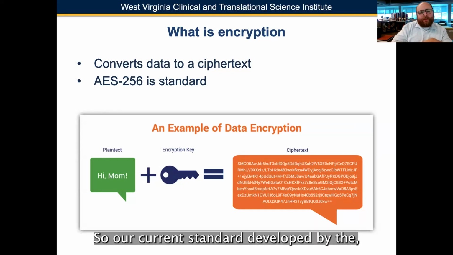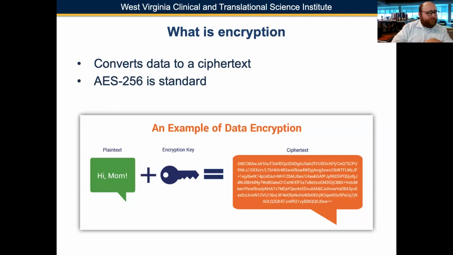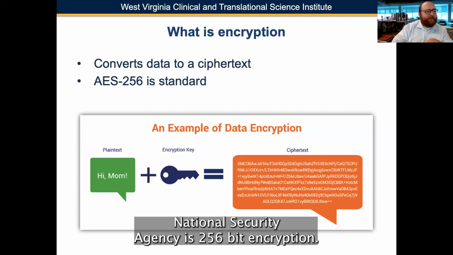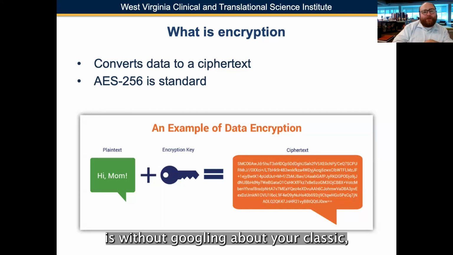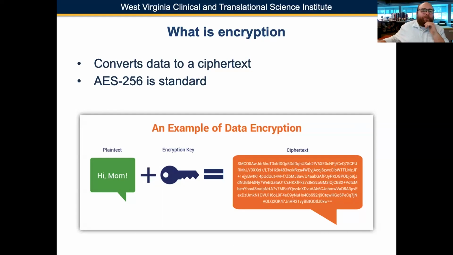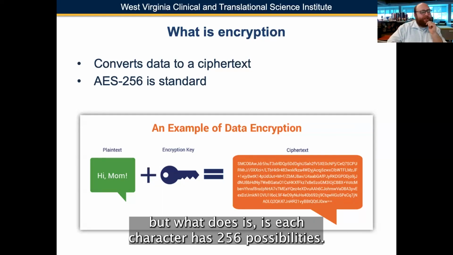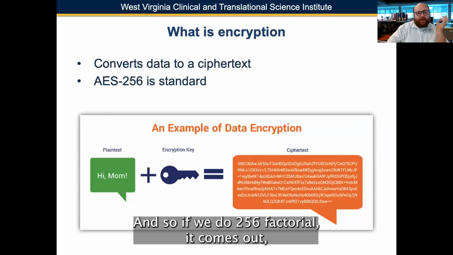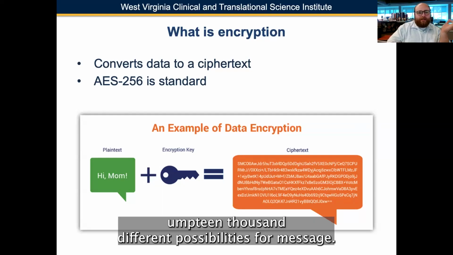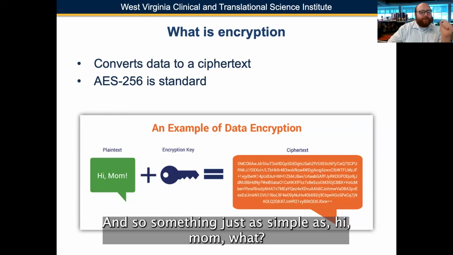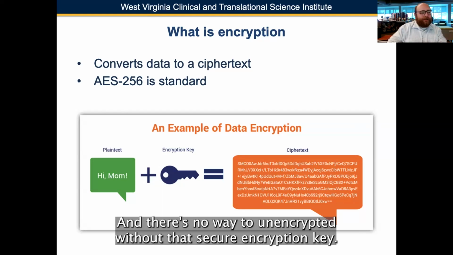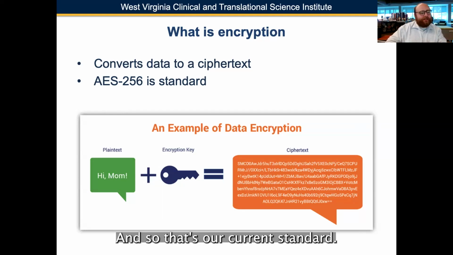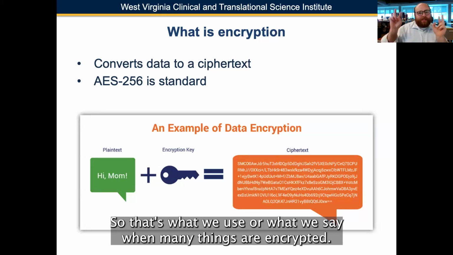So our current standard, developed by the NSA, National Security Agency, is 256-bit encryption. And if anybody can tell me what 256-bit encryption is without Googling it, I'll buy you a coffee. But what this is, each character has 256 possibilities. And so if we do 256 factorial, it comes out to umpteen thousand different possibilities for a message. Something as simple as "Hi, Mom," like this text, would come out into this ciphertext like this. And there's no way to unencrypt it without that secure encryption key. So that's our current standard. That's what we use, or what we say when things are encrypted.